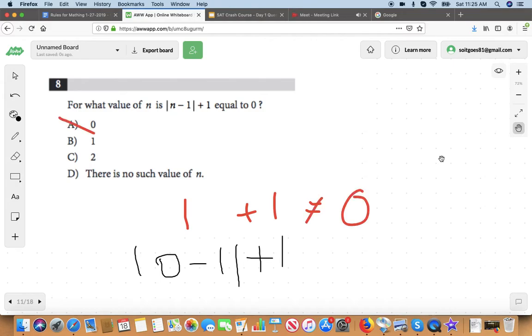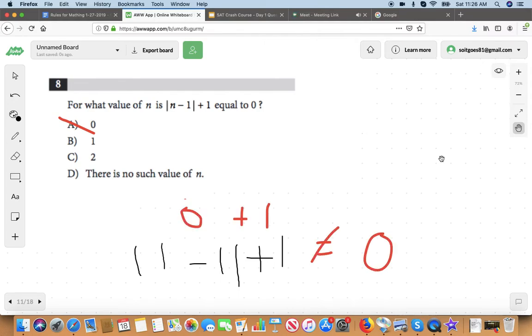Let's just leave what you got up there, and I'll just erase the 0, and we'll plug in a 1. So 1 minus 1 is just 0, plus 1, and that comes out to 1. It's not equal to 0, right? So answer B is gone. What about answer choice C? I'll erase that as well. Then 2 minus 1 is just 1, and that plus 1 is 2.